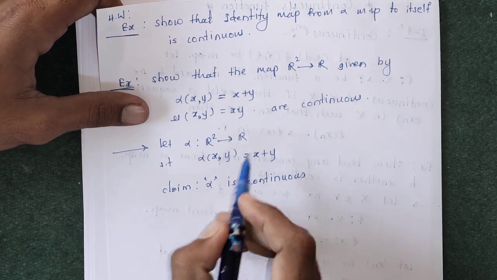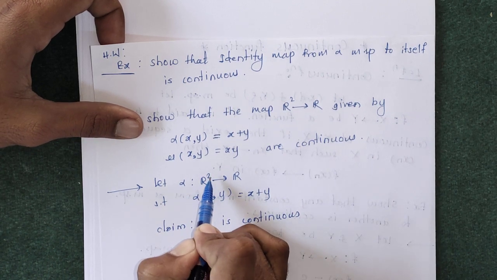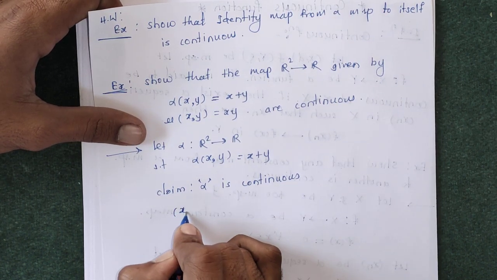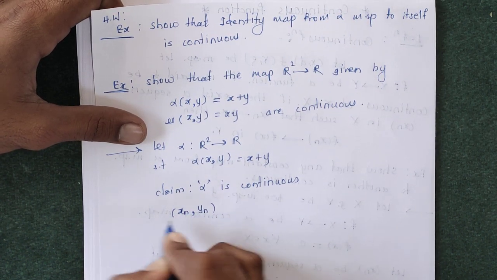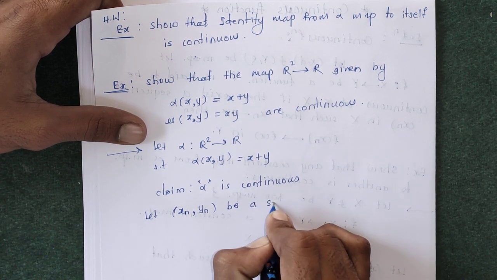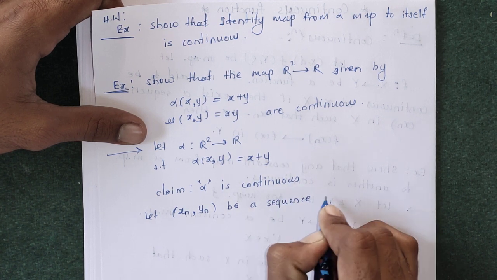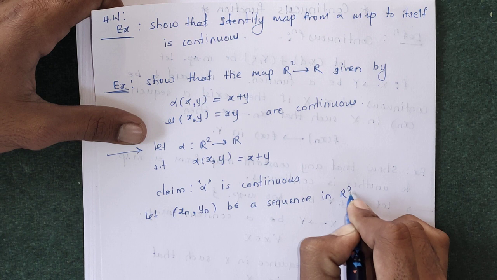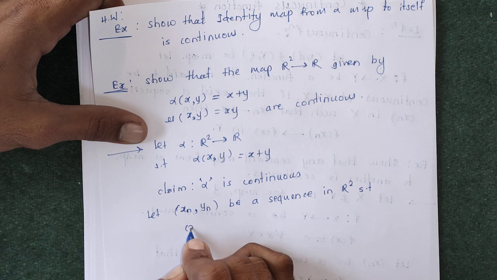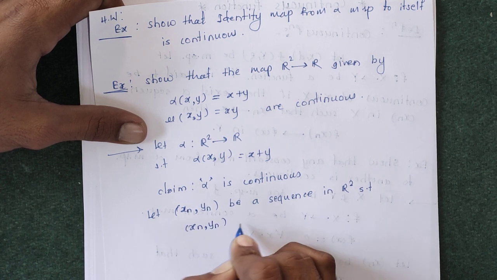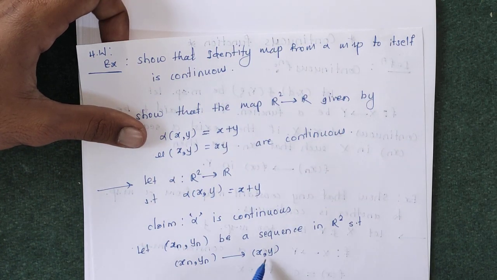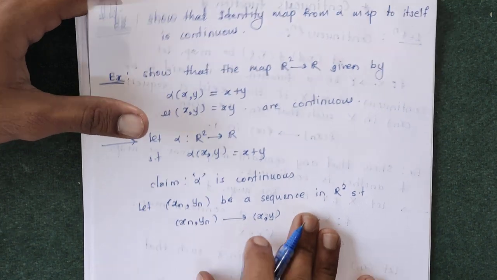To prove any function is continuous, we will just take one convergent sequence in the domain. Here the domain is R square, so a sequence in R square is of the form of ordered pairs (xn, yn). So let this (xn, yn) be a sequence in R square, a convergent sequence, such that this sequence converges to some element in R square, the ordered pair (x, y). The elements in R square are of the form of ordered pairs.